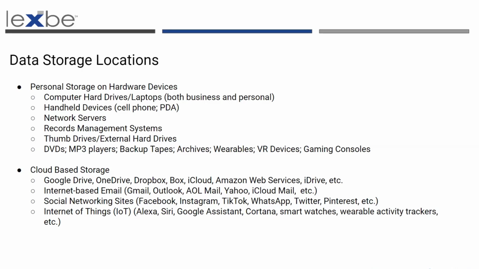Cloud-based storage locations include Google Drive, OneDrive, Dropbox, Box, iCloud, Amazon Web Services, iDrive, and the like. Often the data stored in the cloud may be duplicative of data that's stored on hardware devices, but it is becoming increasingly more common to store electronic data directly in the cloud, bypassing any hardware storage. Photos and documents saved to Google Drive, for example, won't necessarily be on your local hard drive unless you've downloaded them. They will exist solely in the cloud. Internet-based email, such as Gmail, AOL, iCloud Mail, is all generated, stored, and archived in the cloud.